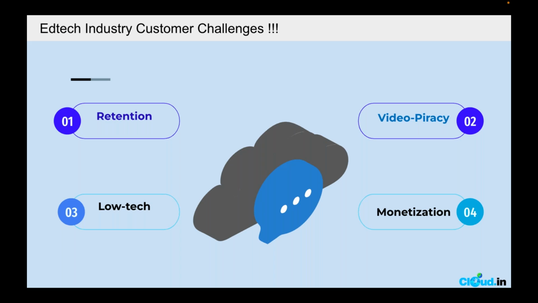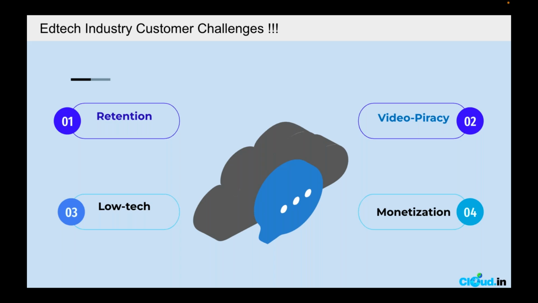Video piracy, unauthorized distribution, and sharing of education content, often in the form of video piracy, pose a threat to edtech providers. There is a lack of robust content protection mechanisms and digital rights management. With the ease of copying and sharing of digital content, video piracy is a growing challenge in the edtech industry.